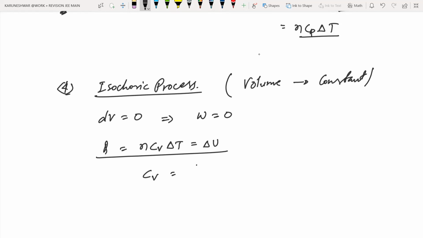तो यहां से आप Cv को निकाल सकते हैं, Cv इज डिफाइंड हियर आल्सो, दिस इज delta U divided by n times of delta T. This is Cv relation you can write here.